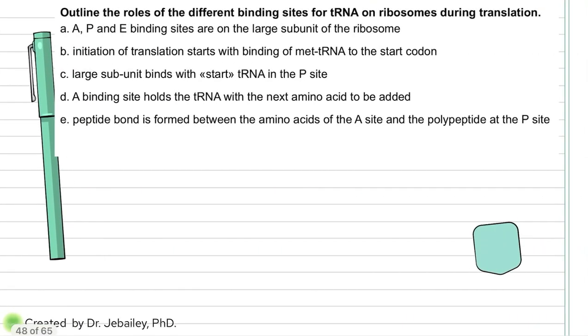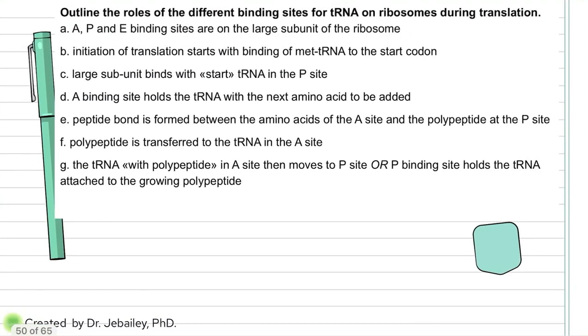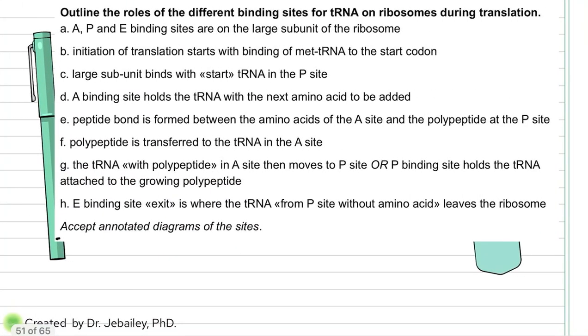This can be on the drawing that I showed you. The peptide bond is formed between the A and the P site. Then eventually the peptide is transferred to the tRNA on the A site, as I showed on the drawing. And then the tRNA on the A site then moves to the P site, or the P binding site holds the tRNA attached to the growing peptide, all in the drawings. And then the E binding site is where the tRNA exits and leaves the ribosome.